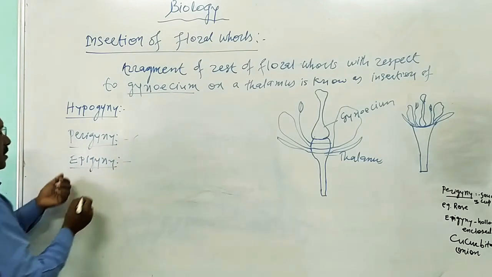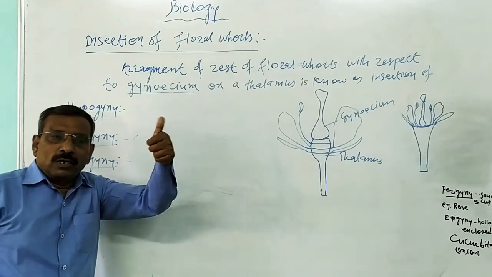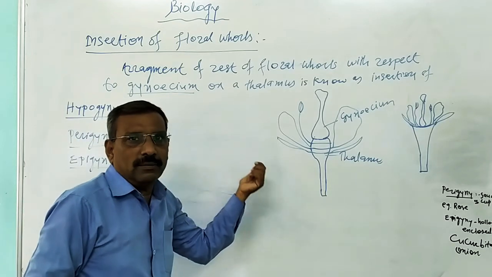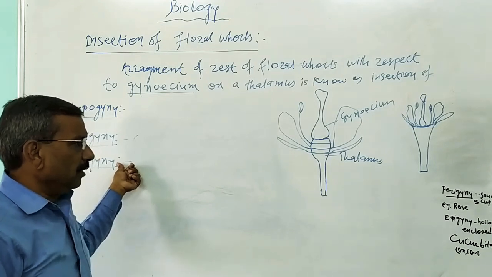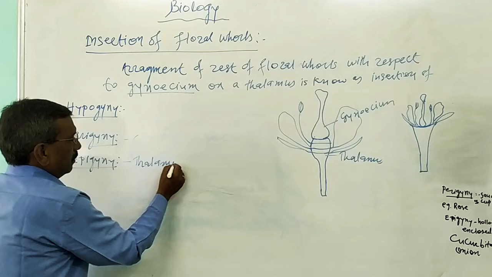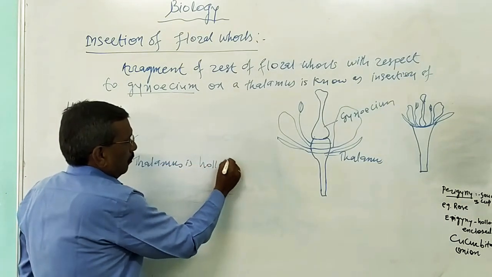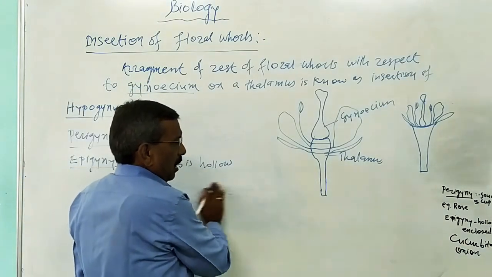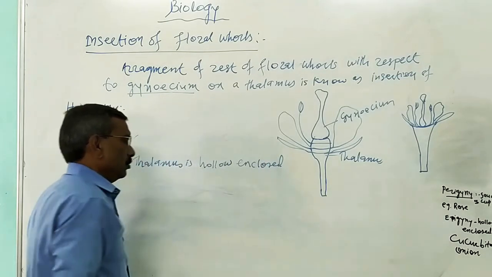Now epi means above. Gyne means gynosium. Now if the rest of the floral whorls are above the gynosium, then what will you call that condition? You will call it epigyny. Now in epigyny, the thalamus is hollow, it is hollow and enclosed.